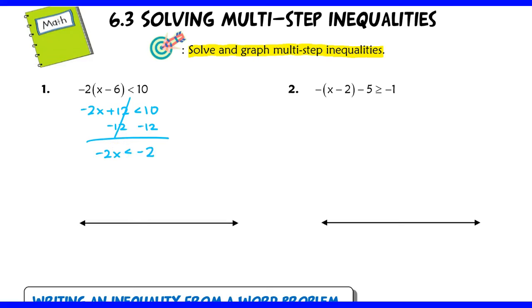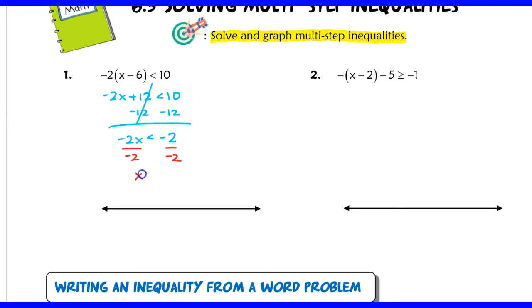Now at this point, to get the x alone, we're actually going to have to divide by a -2. And if we remember from what we did earlier today in class, that means we have to flip that sign. So we have x is greater than 1. So this is my answer, and when I graph this, I'll have a 1 here, open circle, shaded to the right. In example 2, we're going to start the same way.